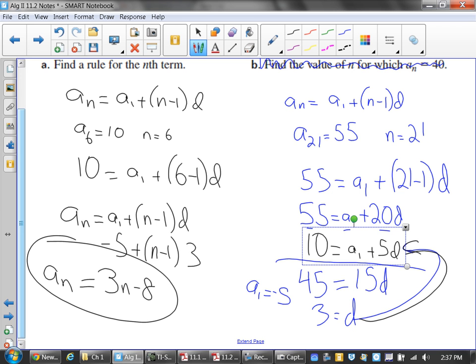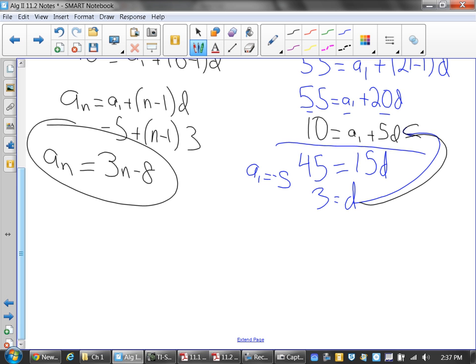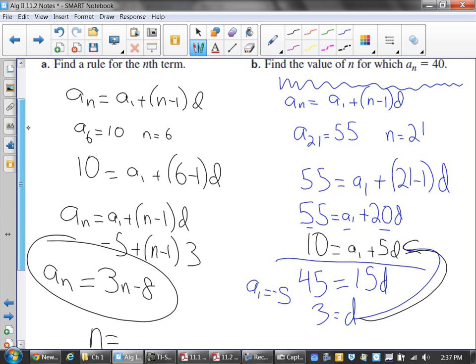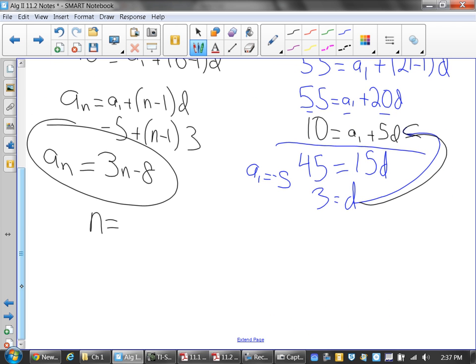Now the second part of this was very simple. What does n equal when a sub n equals 40? Solve for n when a sub n is 40. What do you do? You substitute. Not 40 for n, it's 40 for a sub n.